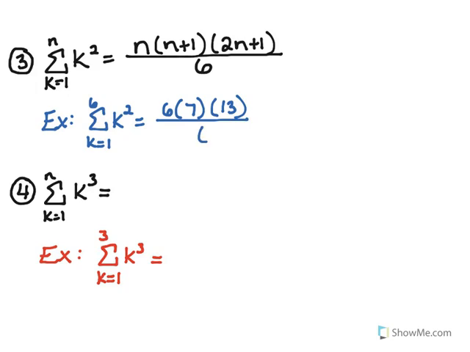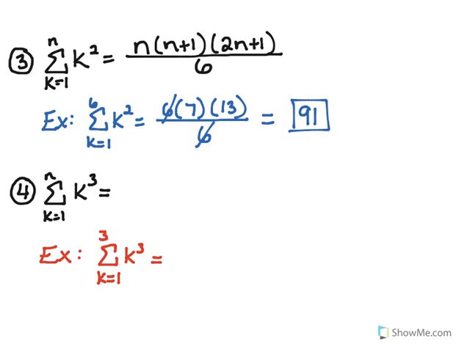All divided by 6. Now, one way or another, you should be able to reduce, in this case, simply those two 6's to end up with a final answer of 7 times 13, which is 91. If you wrote out 1 squared plus 2 squared all the way to plus 6 squared, you're going to get 91.